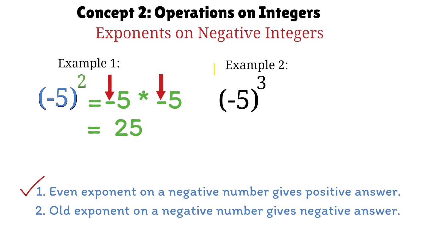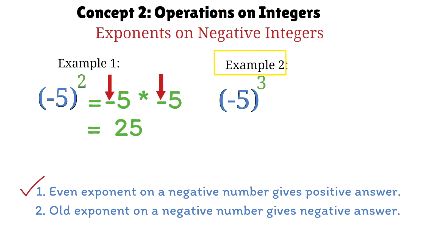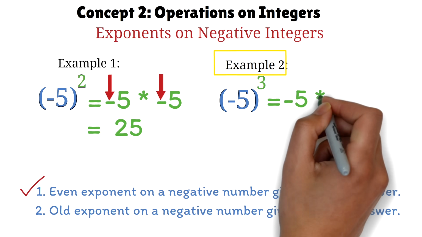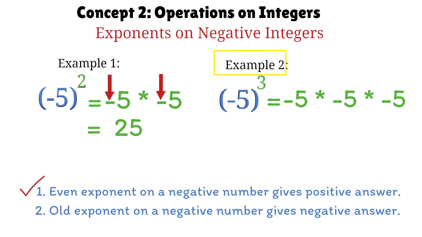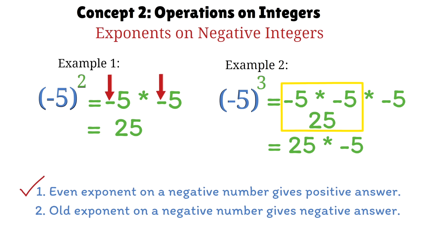Now, let's work on example 2. We have -5 exponent 3. This will be -5 times -5 times -5. Working 2 at a time, -5 times -5 will give us +25. Then we do 25 times -5. Our final answer will now be negative because we multiplied a positive by a negative.